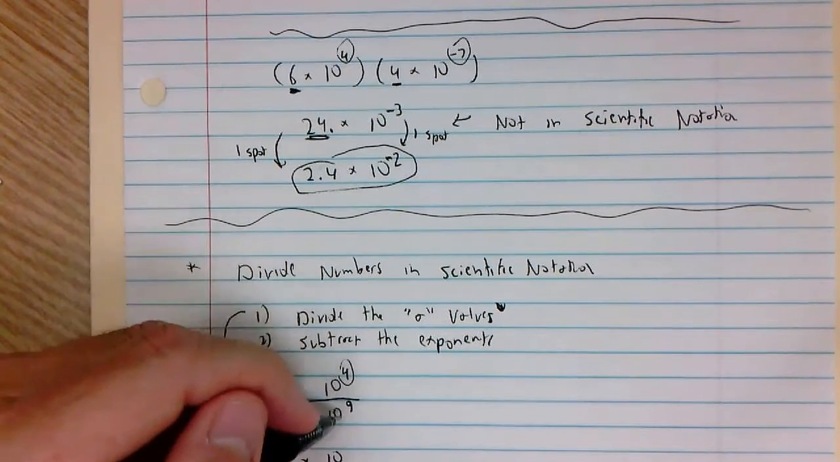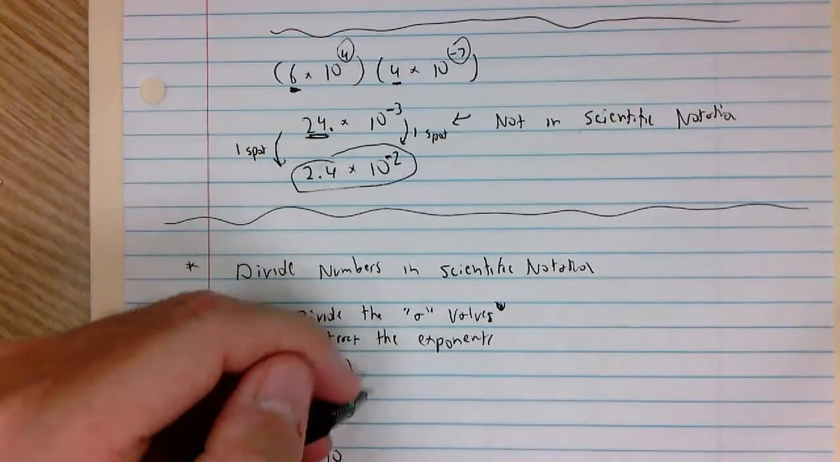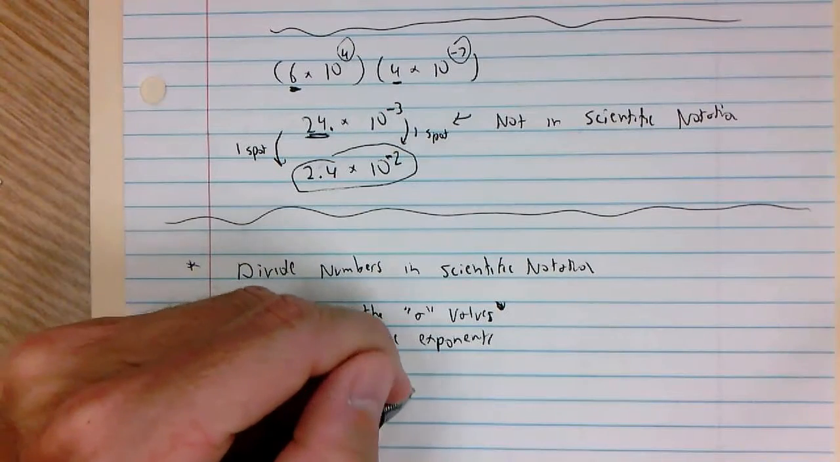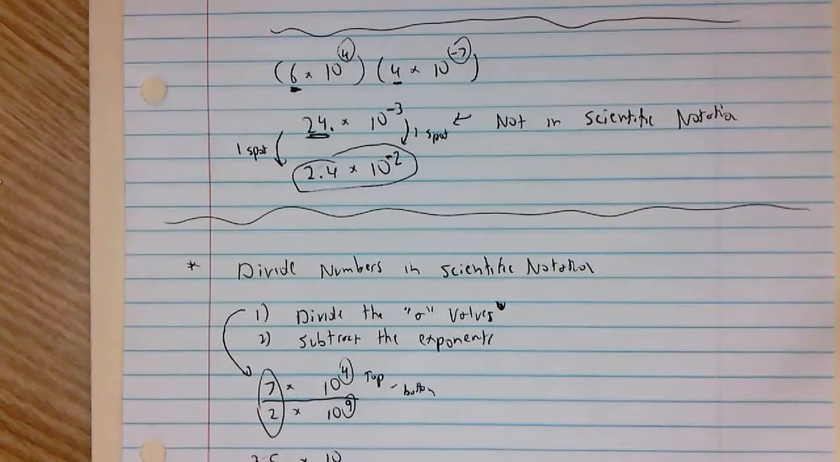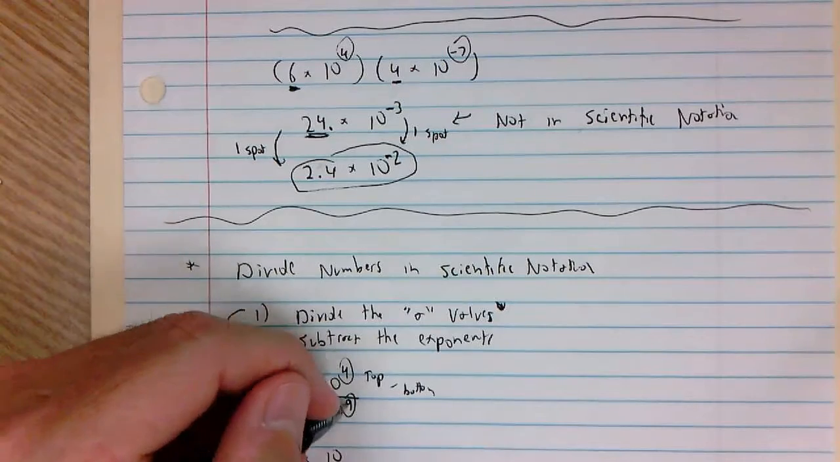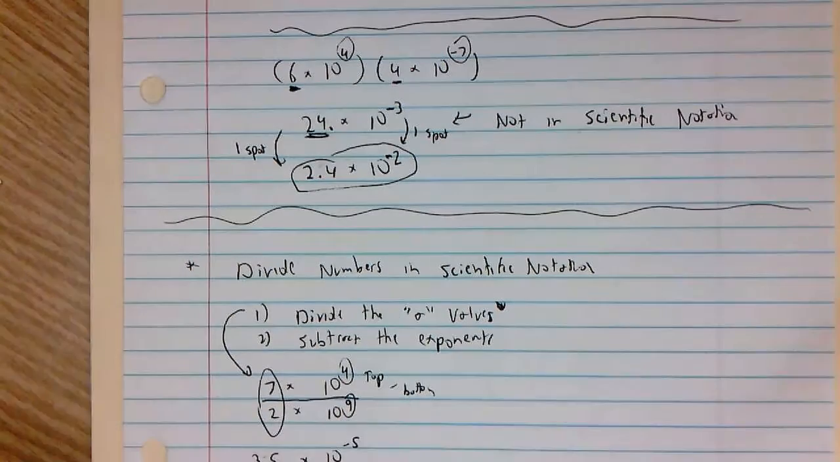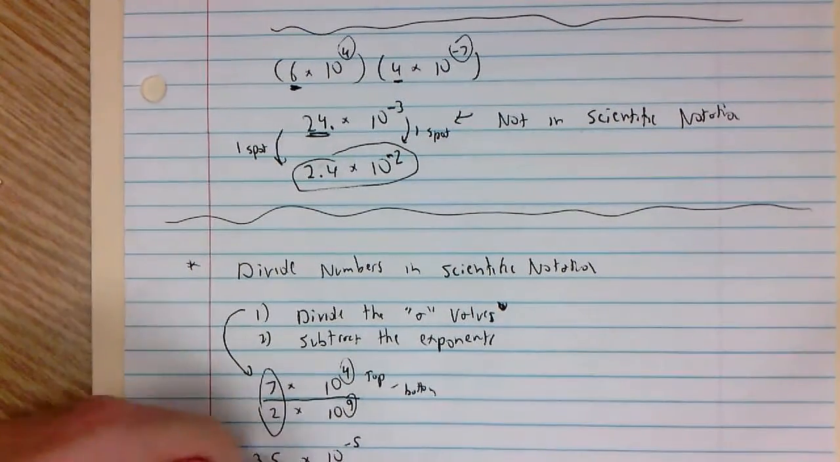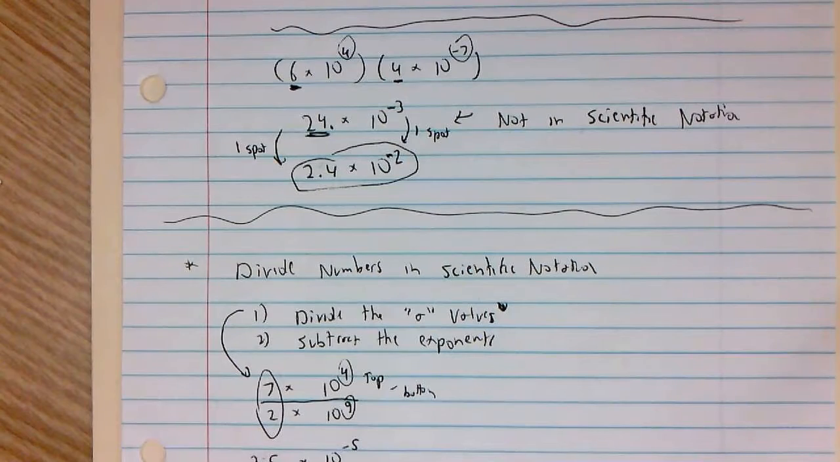But this time I subtract the exponents, and you always want to subtract top minus bottom. So it would be 4 minus 9, and 4 minus 9 is -5, and that's my answer. 3.5 times 10 to the -5th.